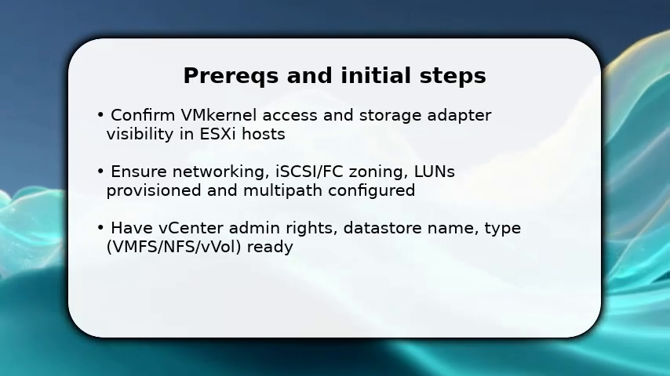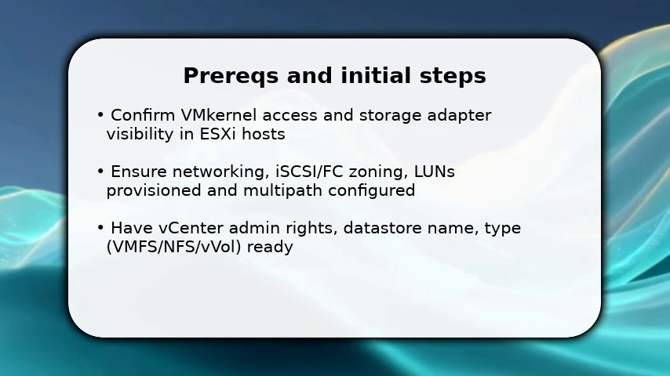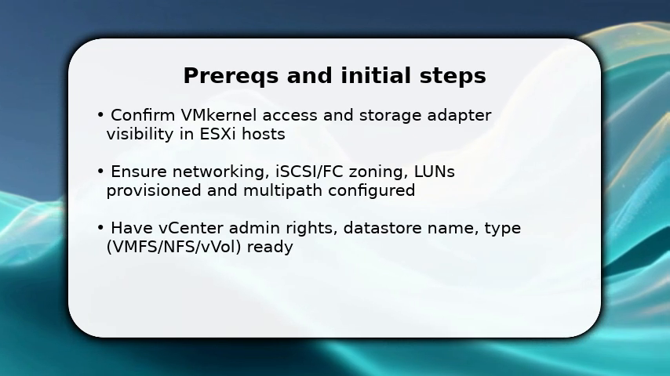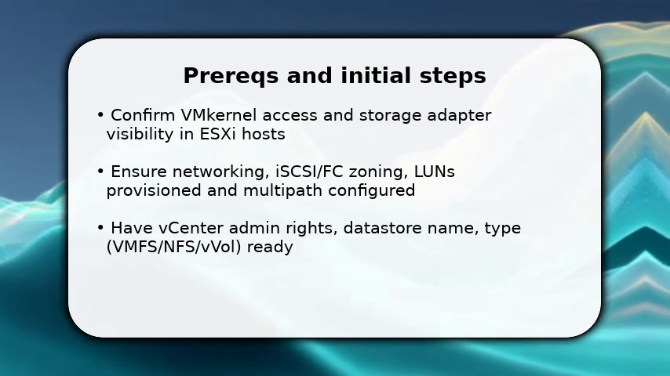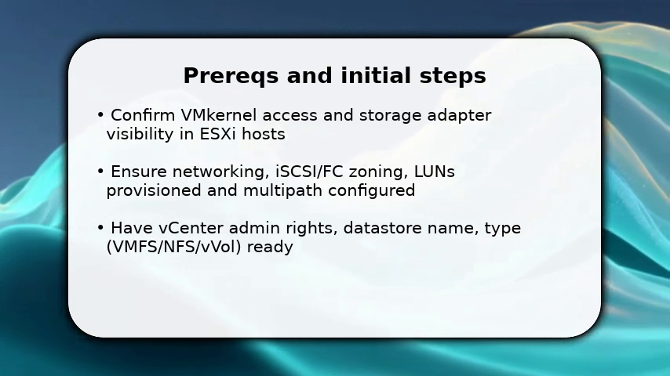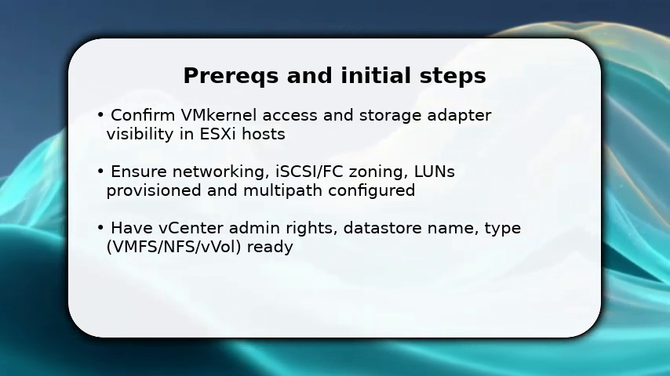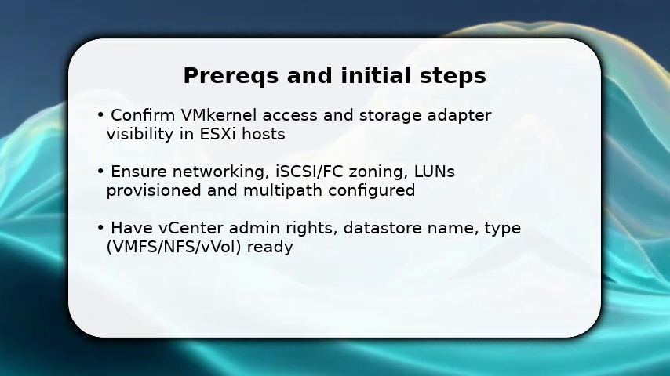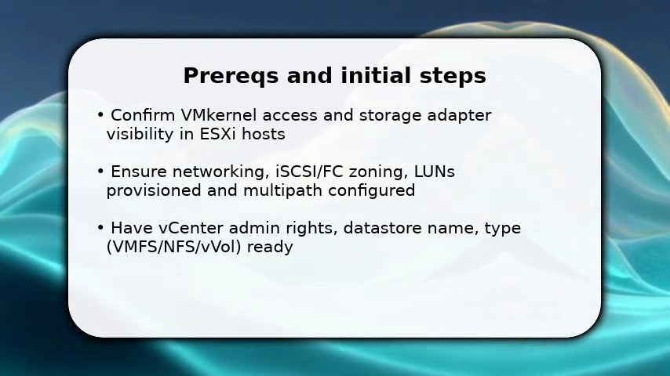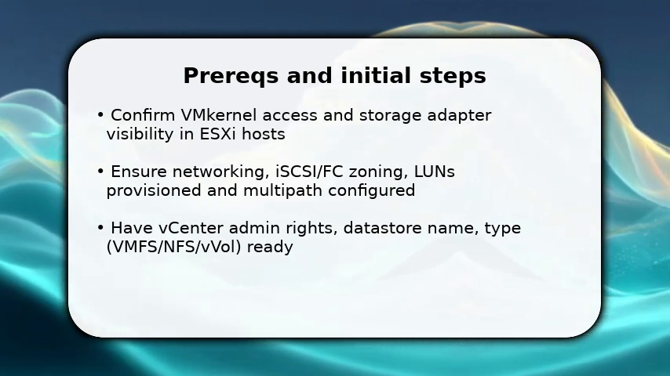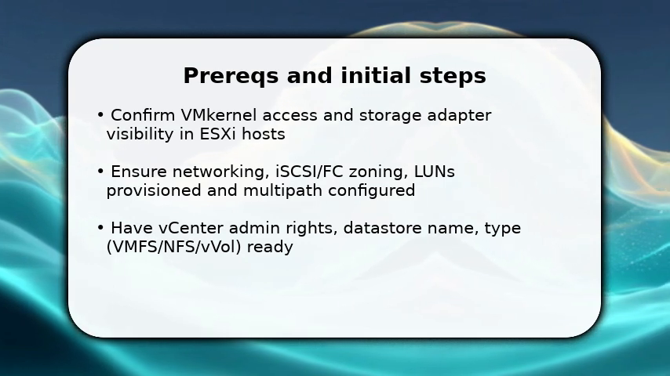You start by validating prerequisites. Confirm that the ESXi hosts see the storage targets and that networking or fiber channel zoning is in place. Once done, log into vCenter with an admin account and open the cluster or host view. From there, select Storage and then New Datastore. Choose the datastore type, VMFS for block, NFS for file, or vVol for array integration, and enter the datastore name. This prepares the UI for the next configuration steps.